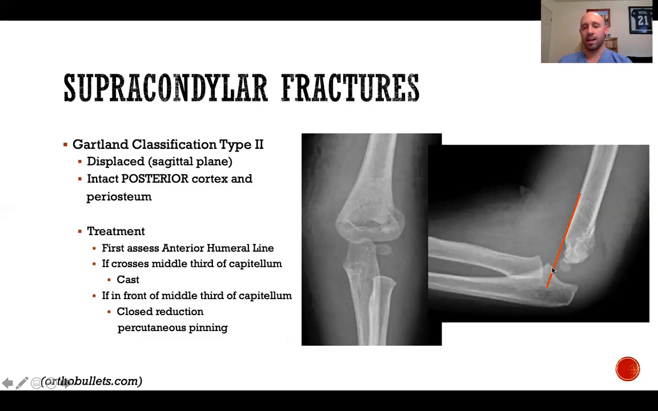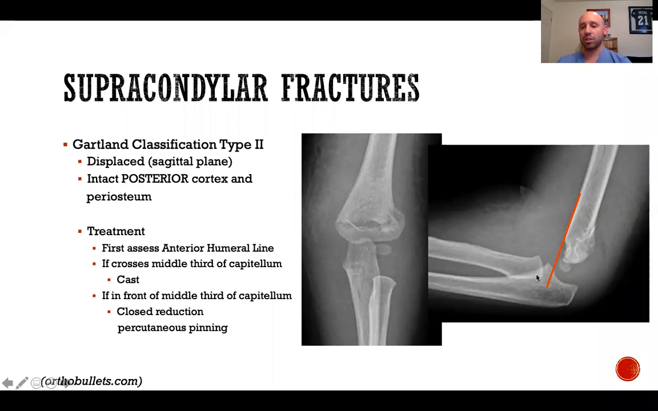So if this line crosses the middle third of the capitellum, which is where it normally crosses, you can call this a type 2A, and you can treat that in a cast. If the capitellum is posterior to this line, meaning that there's more of an extension deformity, then you're going to treat this mostly with closed reduction percutaneous pinning.